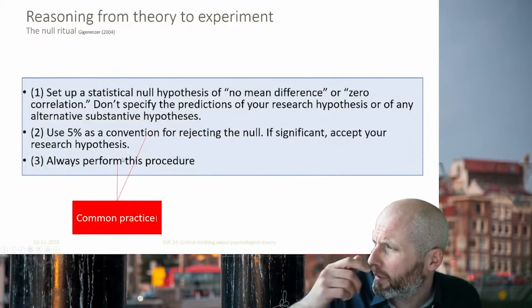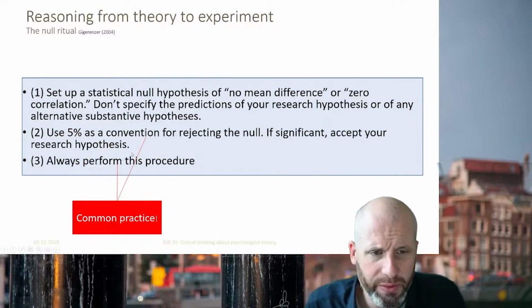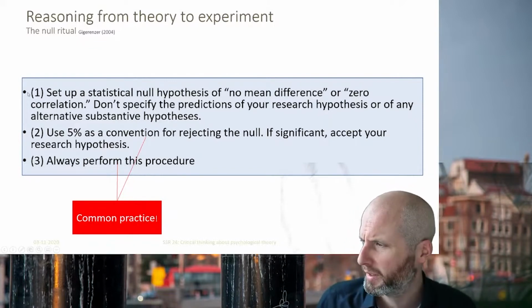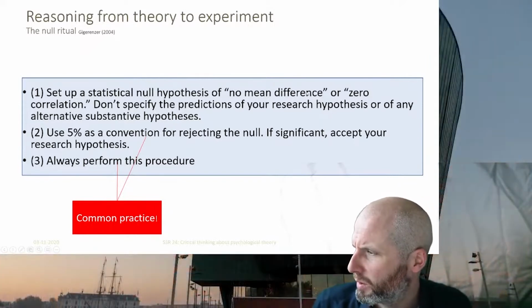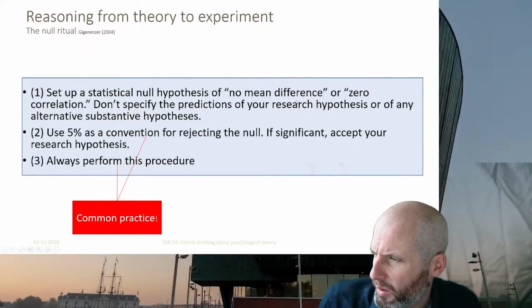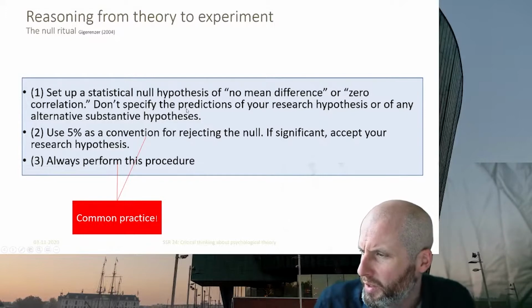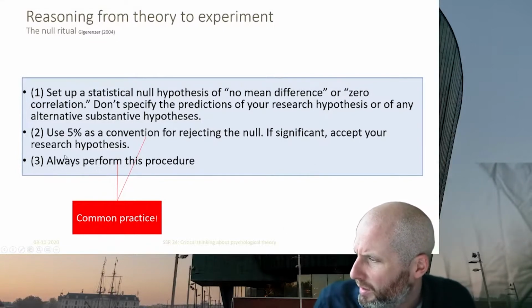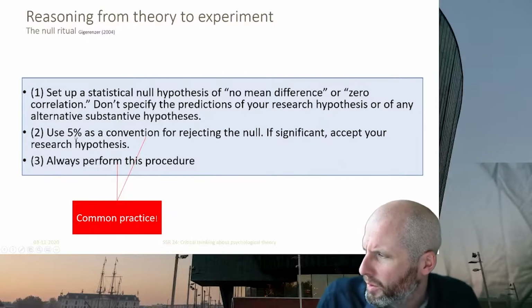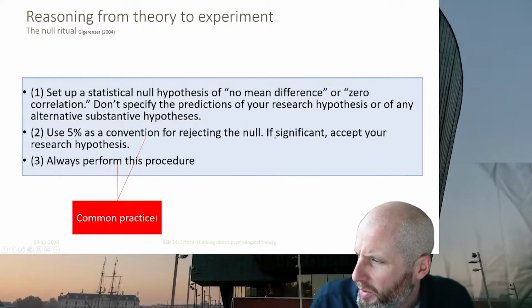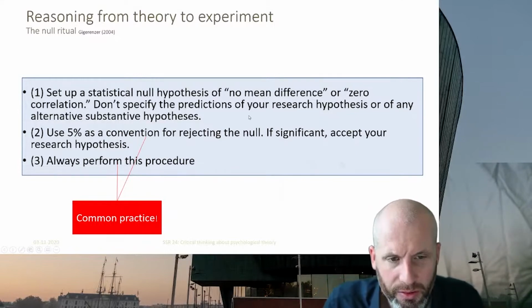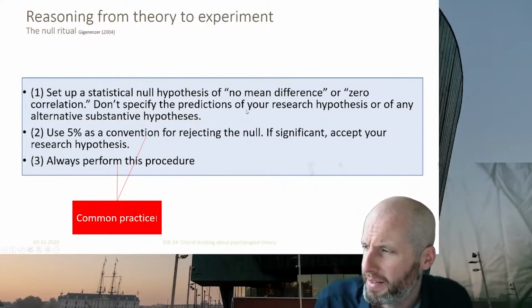All right, so in reasoning from theory to experiment, people also commit to the null ritual. You should be already familiar with that, right? So you set up statistical hypotheses of no mean difference or zero correlation, but you don't predict your research hypothesis or specify research hypotheses. You use 5% as your alpha level, and you always do this. You not only use 5% as your alpha level, but you also accept your research hypotheses if you can reject a null. So that basically states that you're skipping a step, right?